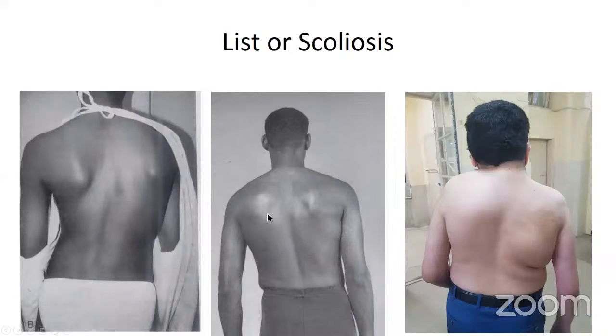Whereas you can see here the scapula is almost symmetrical. It is a pure coronal deformity, but scoliosis is a triplanar deformity.